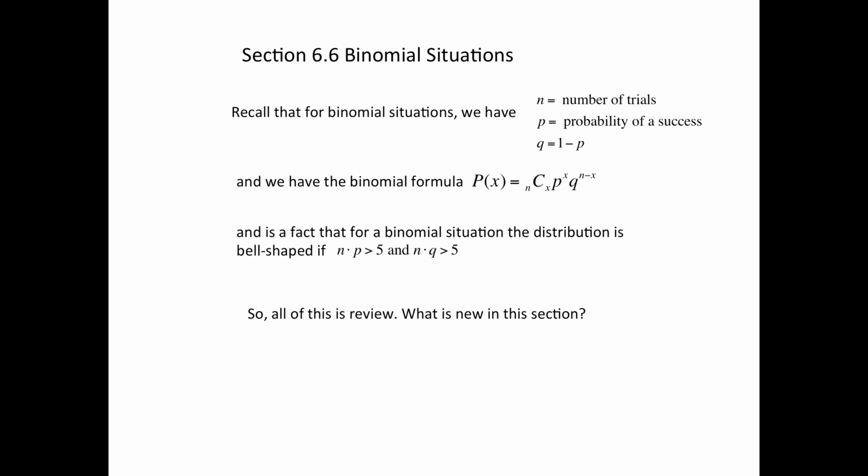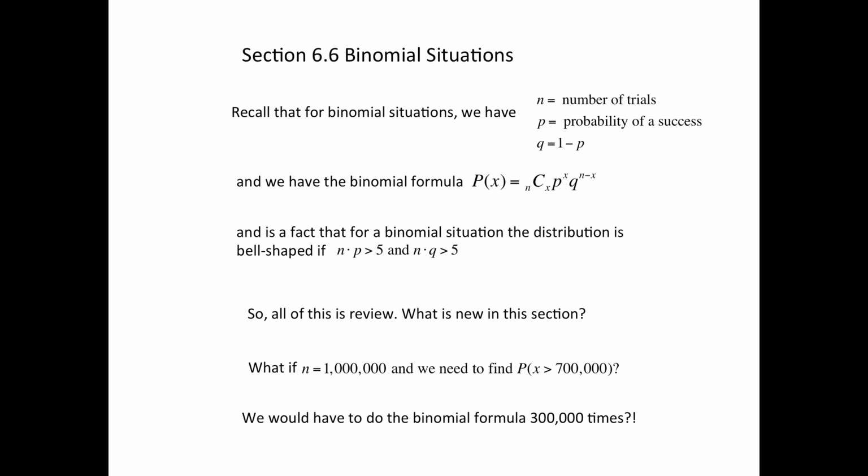Anyway, all of this seems like review. So what's new in this section? Can't we just keep doing the binomial formula forever? It was pretty fun. Well, what if n equals 1,000,000, and you need to find the probability that x is bigger than 700,000? Are you kidding me? We would have to do the binomial formula 300,000 times? There's got to be a better way. Well, there is. We need to go over something before we get to actually solving problems.